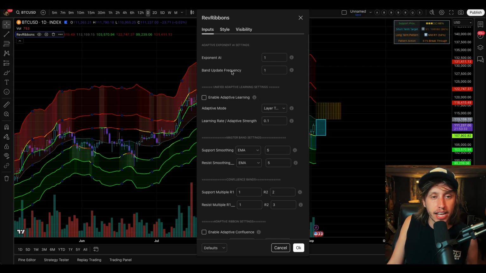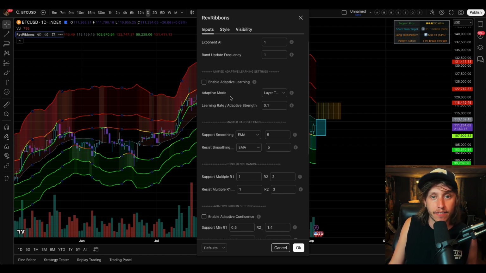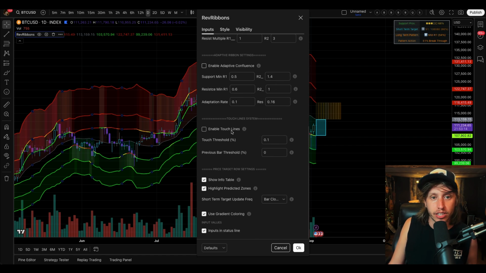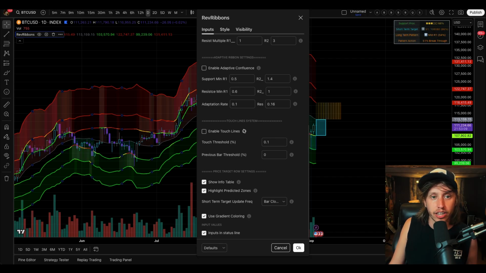So the first thing that is important to decide when you're using this indicator is what your goal is. On the daily time frame right now, it's set up much more as a swing trade indicator. You can use it as more of a scalping trade. You can use it so many different ways with the AI, adaptive learning, machine learning, adaptive confluence, all of these things. The touch lines are super useful. I'll go ahead and turn those on and we'll talk about them in a minute.